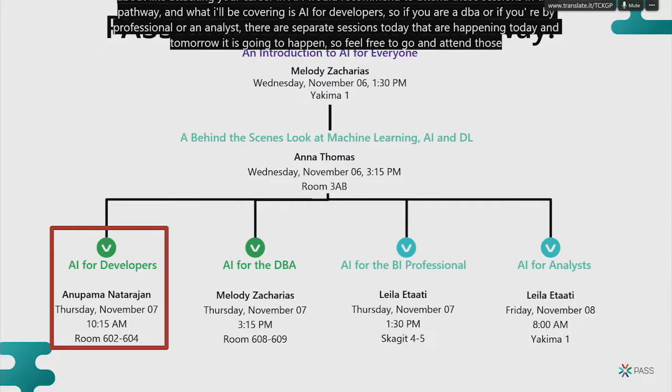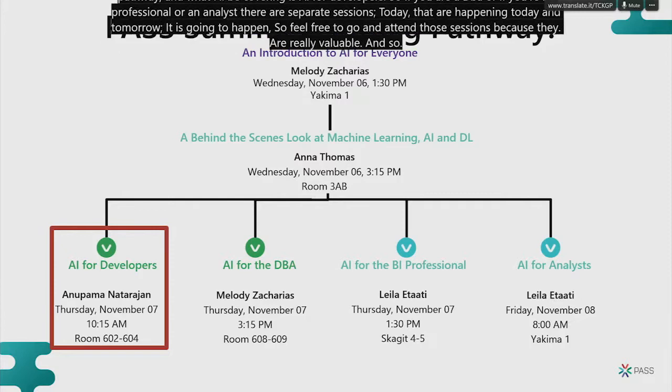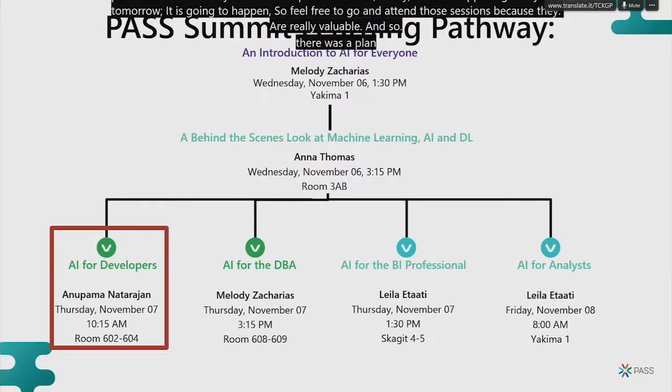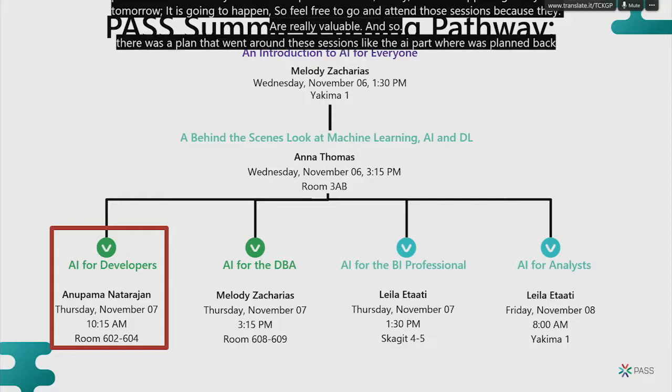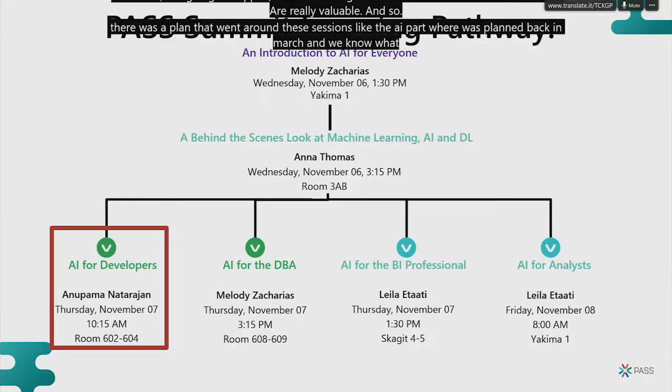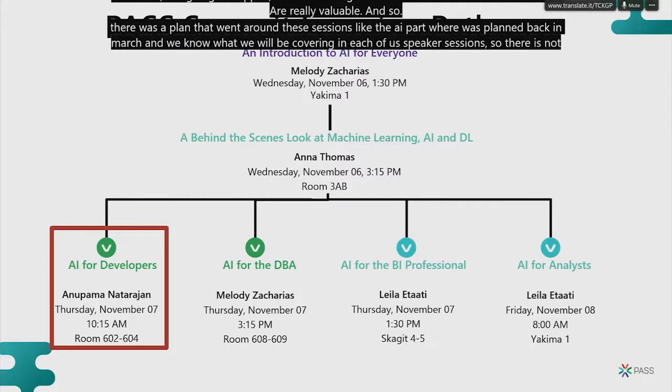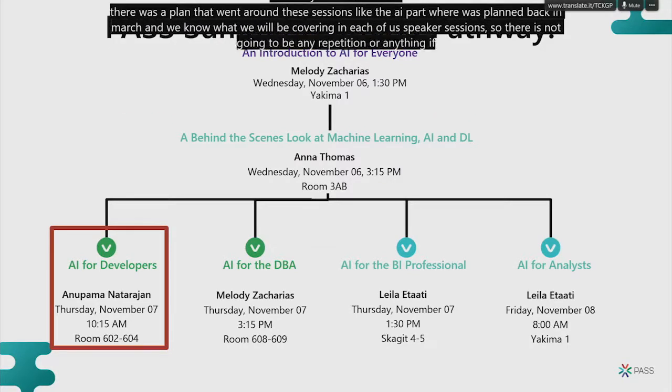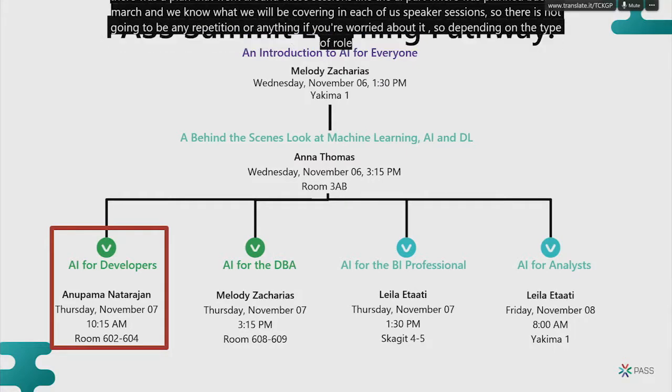There was a plan around these sessions. The AI pathway was planned back in March, and we know what we will be covering in each of our speaker sessions, so there is not going to be any repetition if you're worried about it. Depending on the type of role that you are currently working in or planning to move to, make sure to attend any of those sessions.